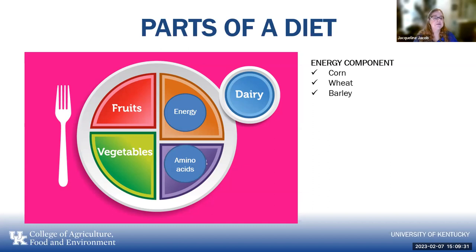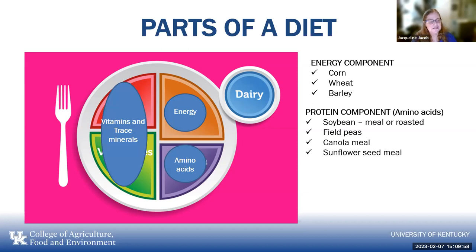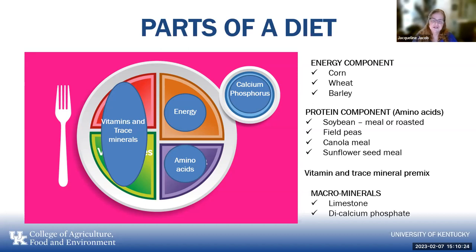Protein is mainly to supply amino acids, and that comes from soybeans, whether soybean meal or roasted, from field peas, canola meal, sunflower seed meal, insects, whatever you have available in your area. In the United States, it's mostly soybean meal to go with the corn. So we are corn, soybean meal based diets. And then the vitamins and minerals, which we usually think of as sources of vitamins and trace minerals. In commercial operations, we provide that as a premix that comes with all the requirements for all the vitamins and trace minerals that we're going to need. They'll also add calcium and phosphorus for egg production and bone. So you get limestone, dicalcium phosphate.